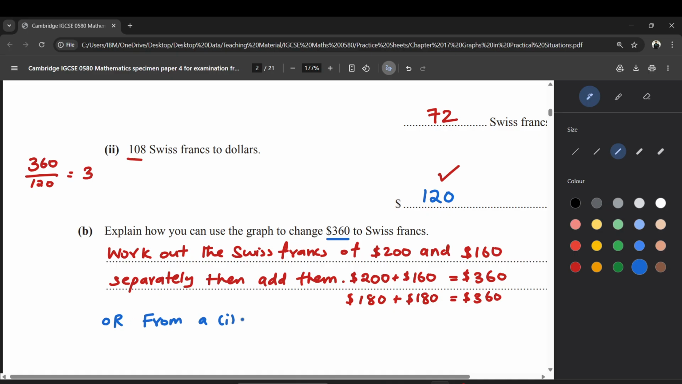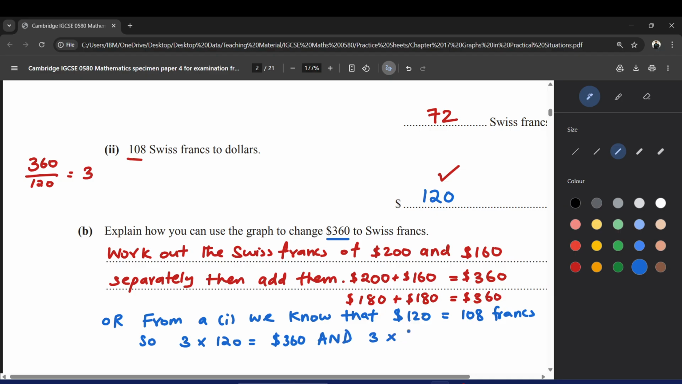Or another way that I mentioned is, from part 1, we know that $120 is equivalent to 108 francs, right? So 3 multiplied by 120 equals $360, and 3 multiplied by 108 will be equal to 324 Swiss francs. So that is what the actual value will turn out to be. $360 is equivalent to 324 Swiss francs.